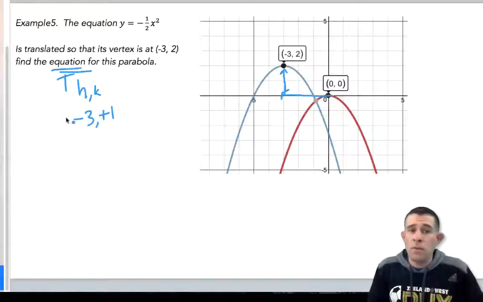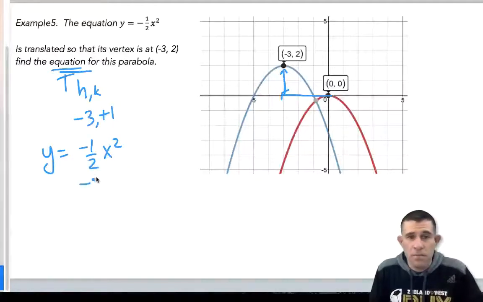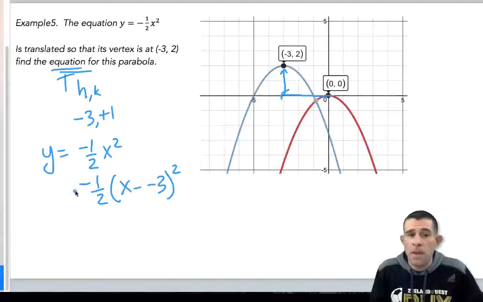So I'm going to replace x with x minus h. So here we go. Here's my equation. In the first place, I have y equals negative 1/2 x squared. I'm going to replace x, negative 1/2 (x minus my h) squared. And I'm going to replace y with y minus my k, so that's y minus 1.